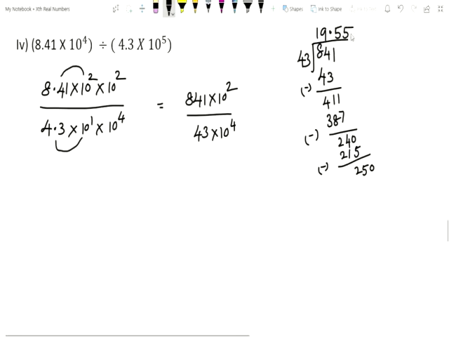5 times. So 5 times 250. Now subtract this, what will you get? 35. Add 1 0. 350. How many times does it occur? 8 times. 8 3s are 24, 4 remaining 2. 8 4s are 32, 32 plus 2, 34. Now subtract this, what will you get? 6. Add 0, 60. How many times does it occur? 1 time. So 43.